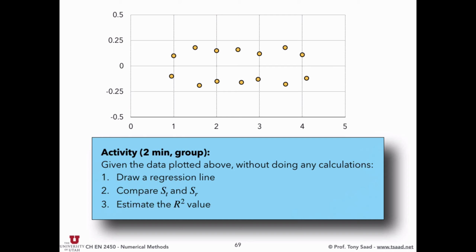Remember, ST is the measure of the error around the mean. SR is the measure of the error around the regression line. And then estimate the R squared value. You got 2 minutes. I want to hear some buzzing. Go.